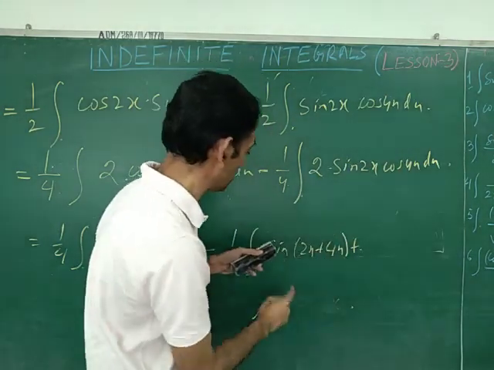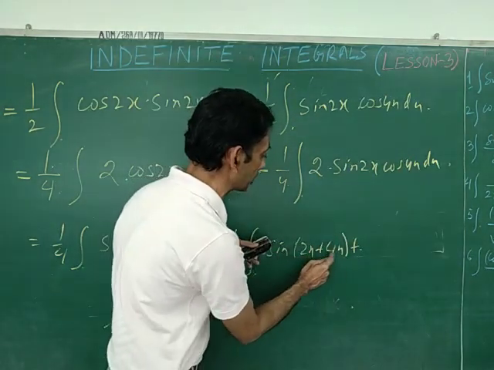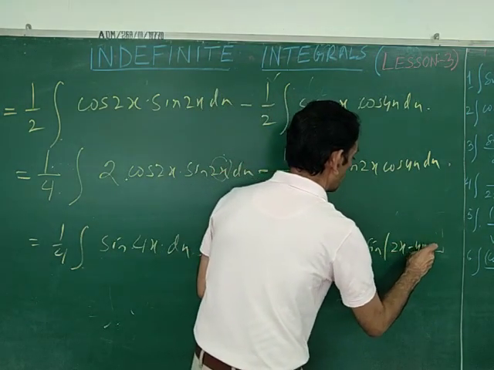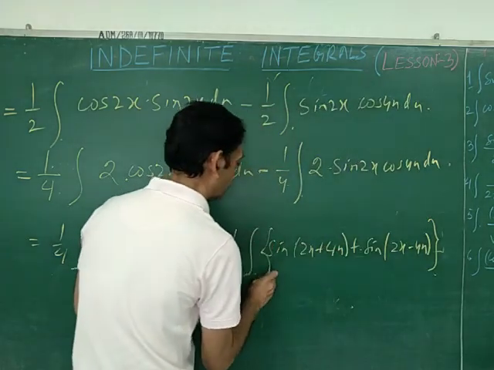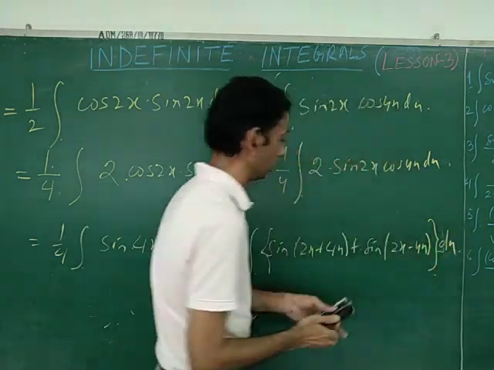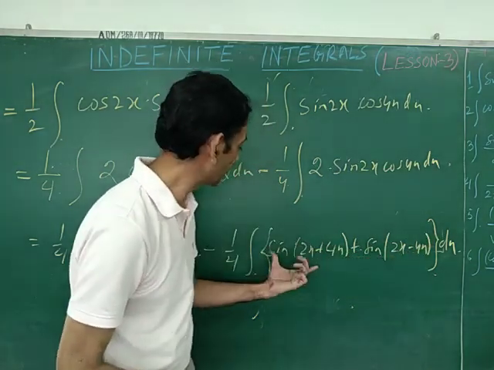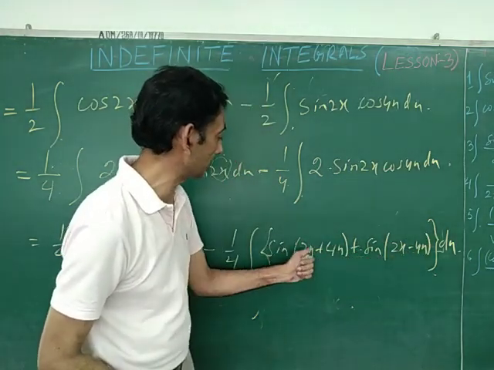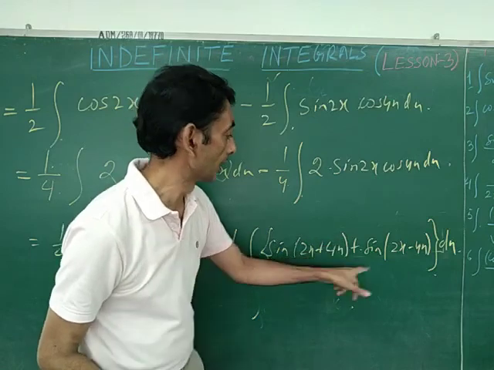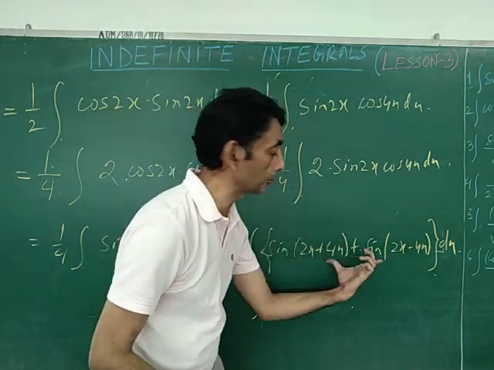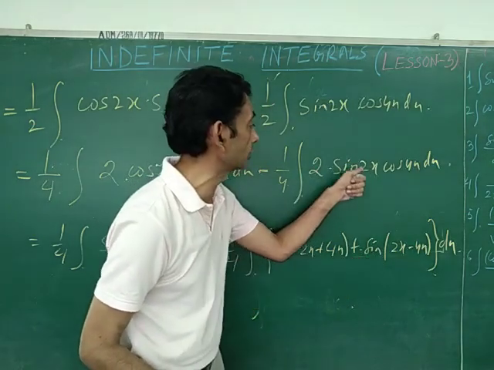Remember this. We can use this formula, sin(a+b) plus sin(a-b), that is, 2x minus 4x. So we can just check this: 2 sin a cos b equals sin(a+b) plus sin(a-b). If you expand this, the first term will be sin 2x cos 4x. Here also the first term is sin 2x cos 4x. So if you combine the two first terms, you get 2 sin 2x cos 4x.